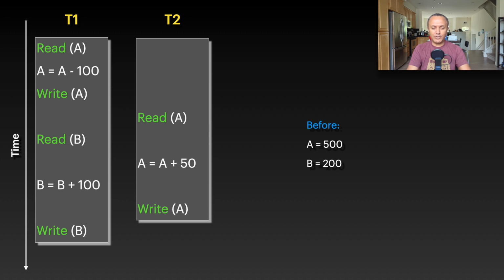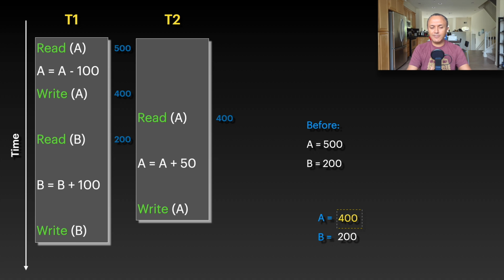So the first instruction is reading A. So A equals 500. Subtract from A and write the new value. So now we're writing 400. Again, not committed yet. But now we're going to jump to T2. T2 is going to read A, which is 400. We're jumping back to T1. So T1 is going to read B. That's 200.